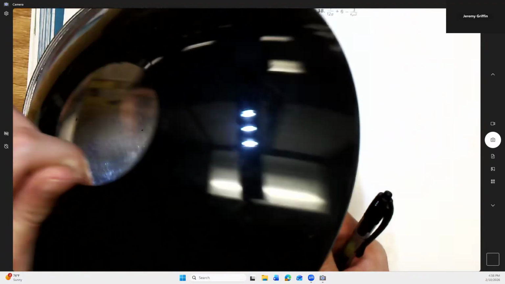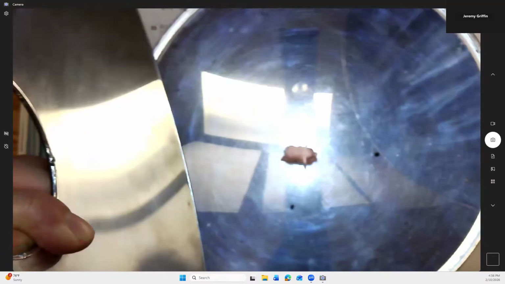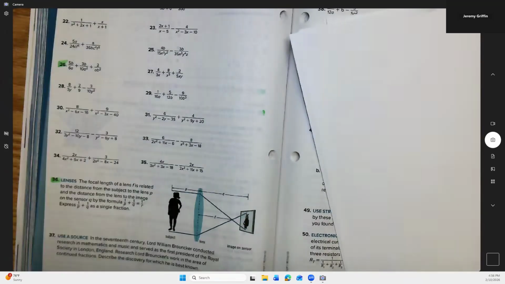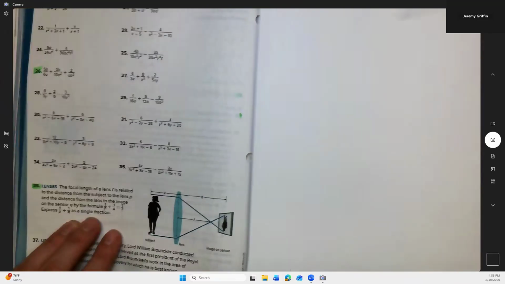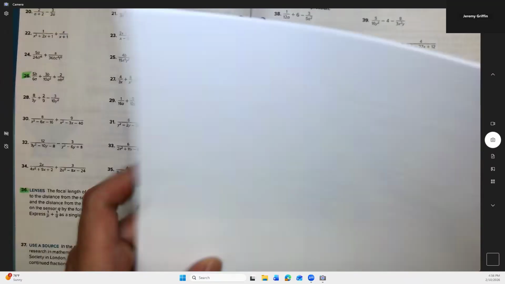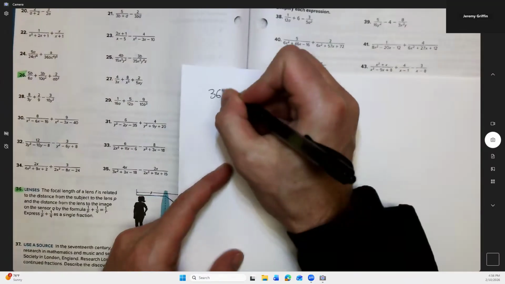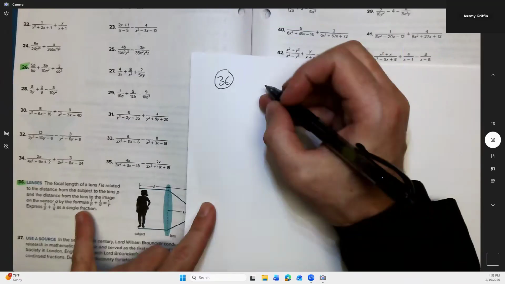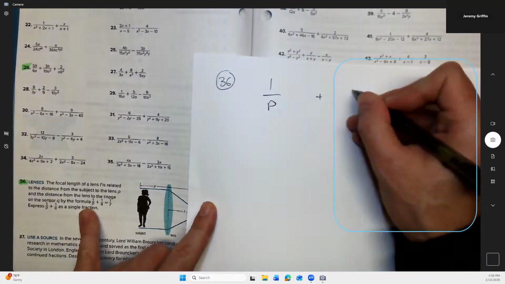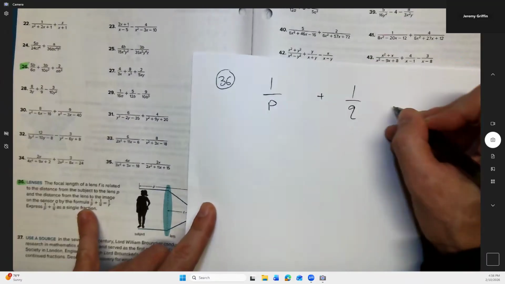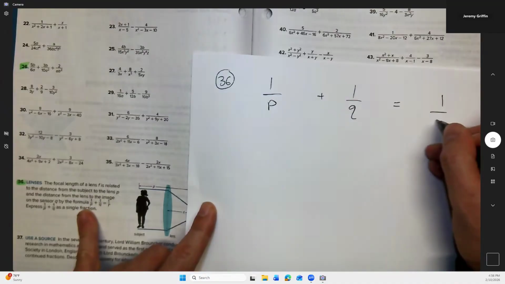What this has to do with, if I pull this apart, are these parabolic mirrors. They're like this, a little big UFO-looking deal. This will warp the image and maybe create something like this. What they're saying in number 36 is that the associated equation, also straight out of a physics book, is 1 over p plus 1 over q equals 1 over f.